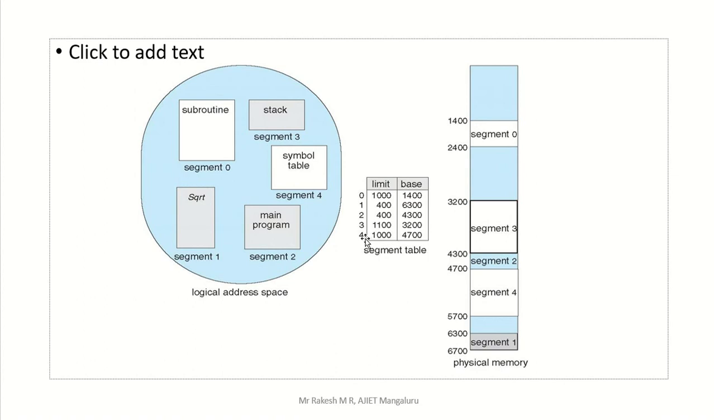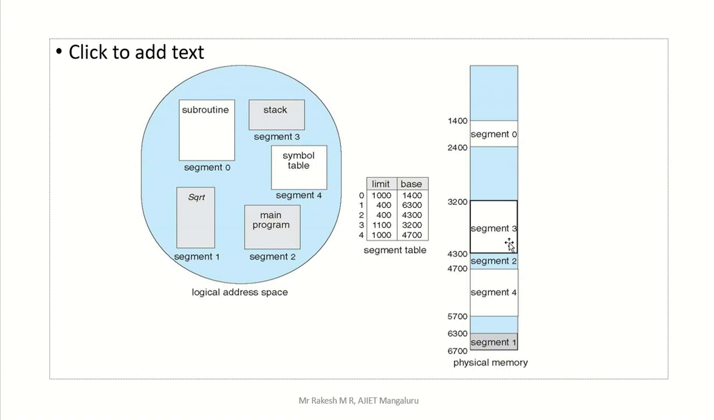And I will go for another one, segment 4. Segment 4 is there at 4700. See, segment 4 we stored. Which one is segment 4? The symbol table, which is stored at 4700 plus 1000 limit, because the limit is this length. 4700 plus 1000 is 5700. So this is the total part of segment 4. This is one frame.